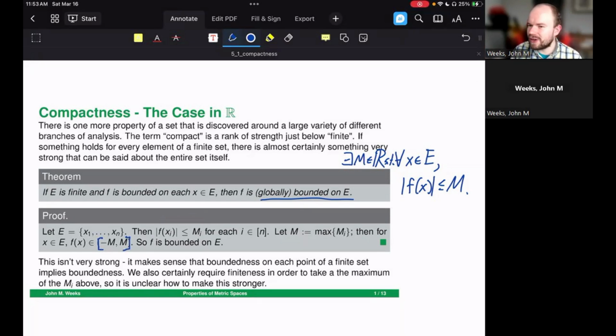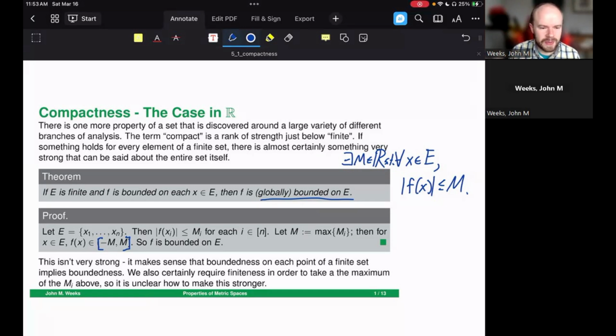Now, this particular theorem doesn't seem to tell us something very strong. This is something that probably would make sense if we just kind of said it, right? If you take the endpoints and you have the first point is bounded between -1 and 1, the second point between -2 and 2, it makes sense that your last point being bounded by, say, -n to n, that bound would work for any single point inside of your finite set. But we do seem to require finiteness on this.